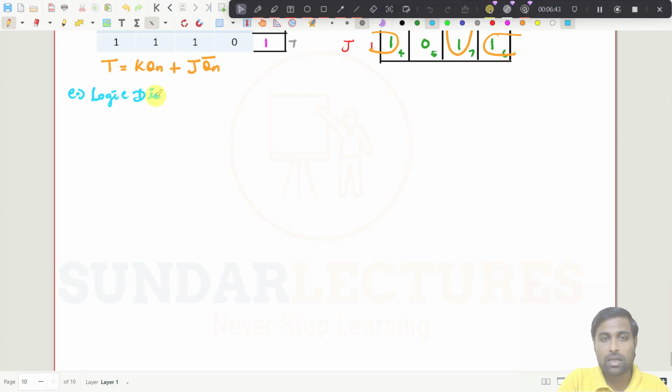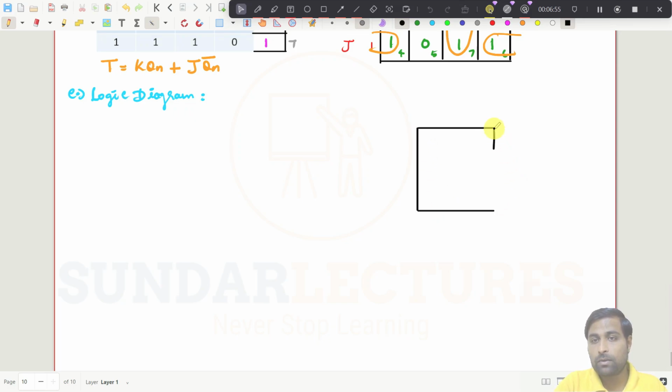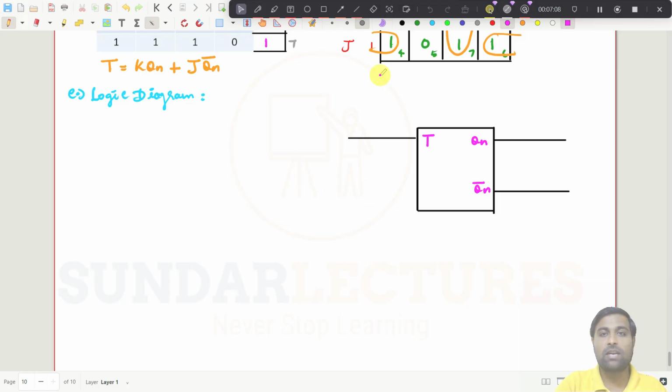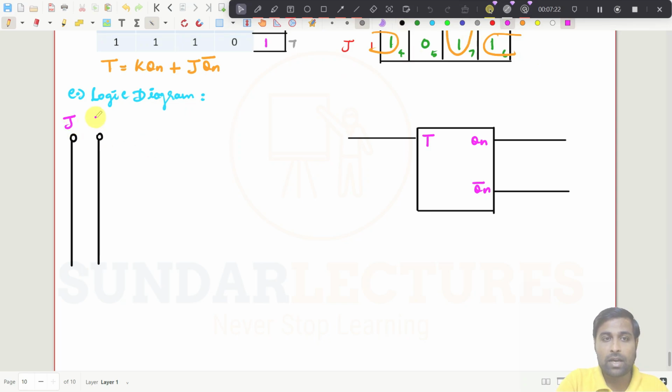So how will you draw the logic diagram? The point is, you have a T flip flop, with outputs Qn and Qn bar, and this is the T input. You know these kind of things, right? And what are the inputs you have? This is the first one, J, and then you have K. Both you have, right?